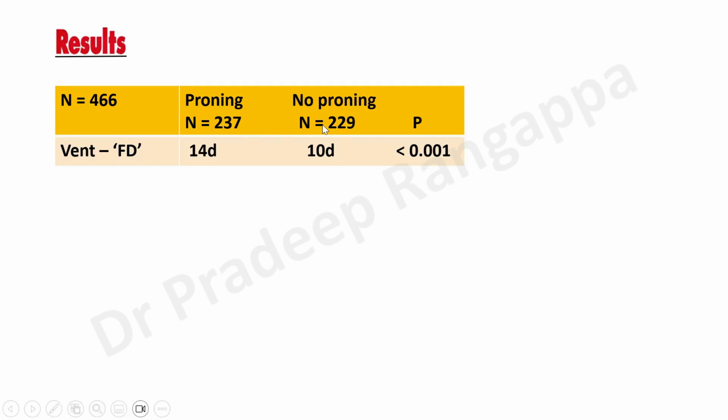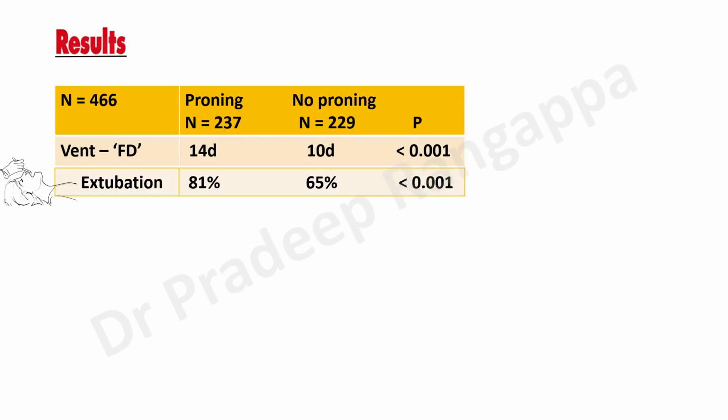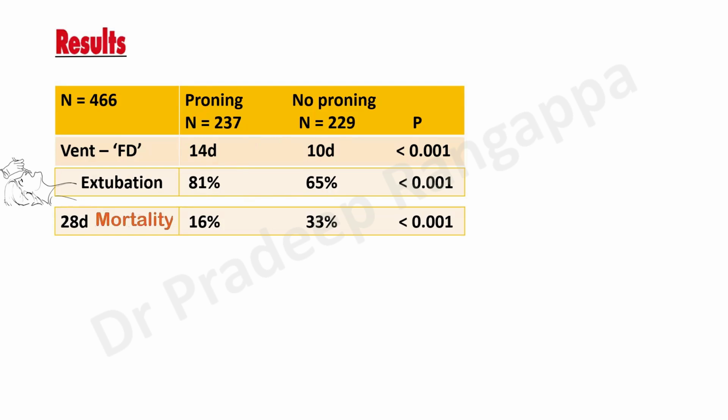Ventilator-free days were higher, which is good. The reduced duration of mechanical ventilation was found in proning as opposed to no proning. More patients were extubated in the proning group, 81% as compared to 65%, again statistically significant. The striking thing about PROSEVA was there was a mortality benefit, which none of the four previous studies showed. 28-day mortality was 16% compared to 33% in no proning. Tracheostomy was a little less, but it did not attain statistical significance. So this was the compelling evidence to say proning helps.